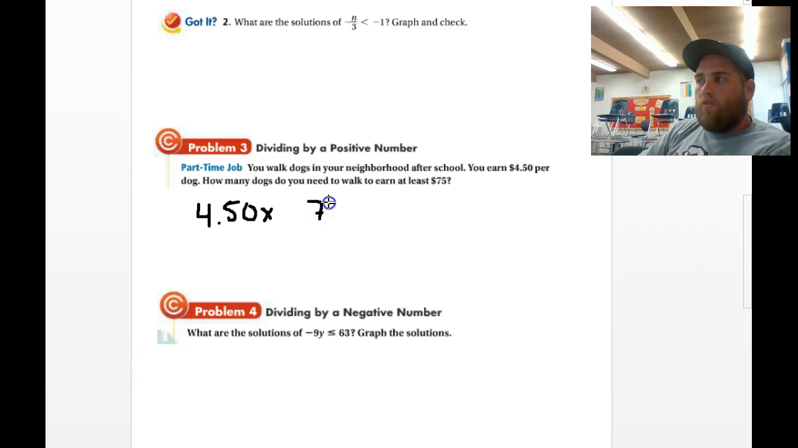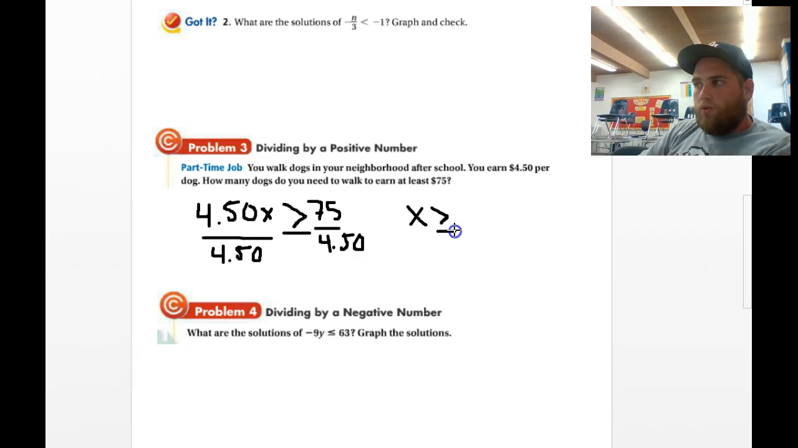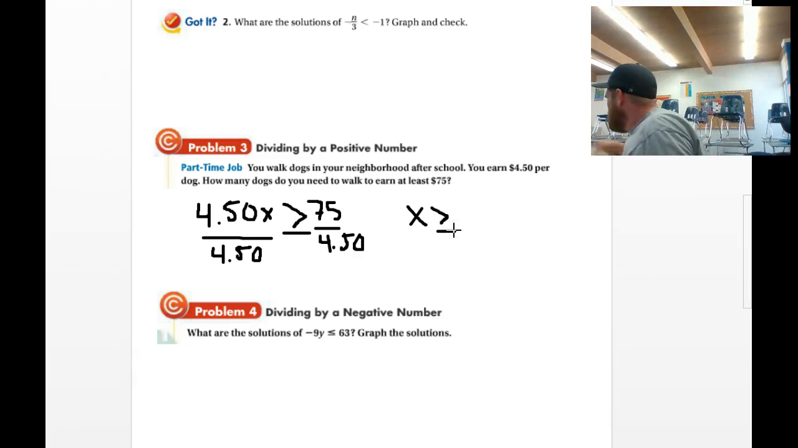So $75 is our bottom. We want to make at least, or equal to. So I divide by 4.50, and then I divide by 4.50. And so then we have x is greater than or equal to 75 divided by 4.50.